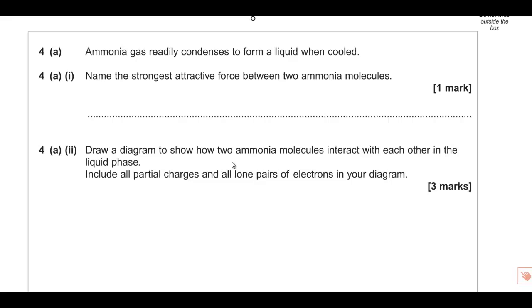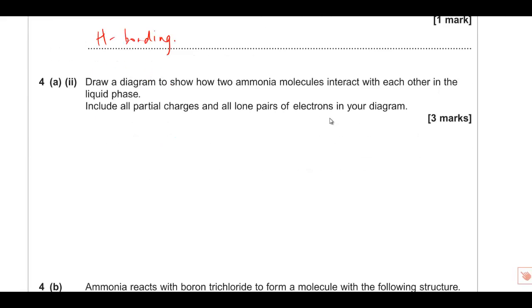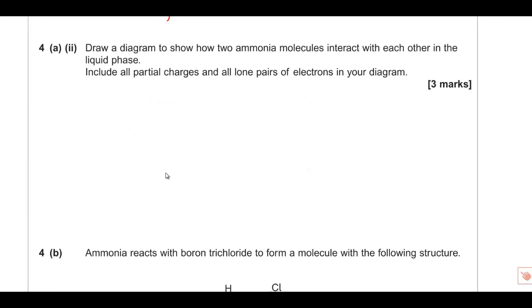Question 4. Ammonia gas readily condenses to form liquid when cooled. Name the strongest attractive force between 2 ammonia molecules. Straight away, we've got hydrogen present. We've got hydrogen bonding. Love it. Draw a diagram to show how 2 ammonia molecules interact with each other in the liquid phase. Include all partial charges and all lone pairs of electrons in your diagram.